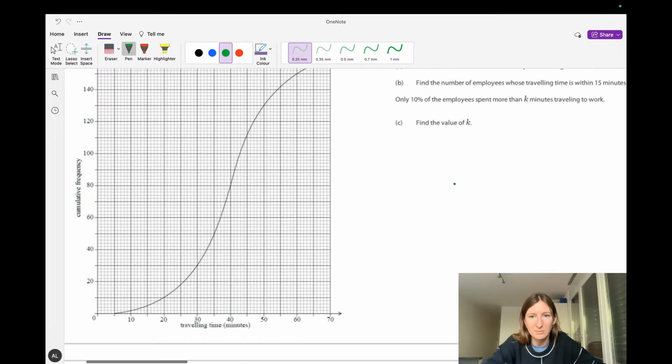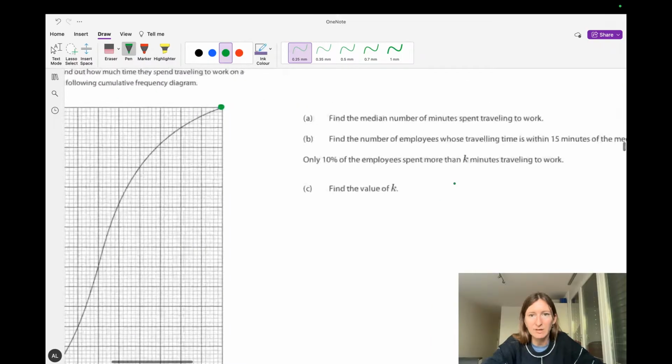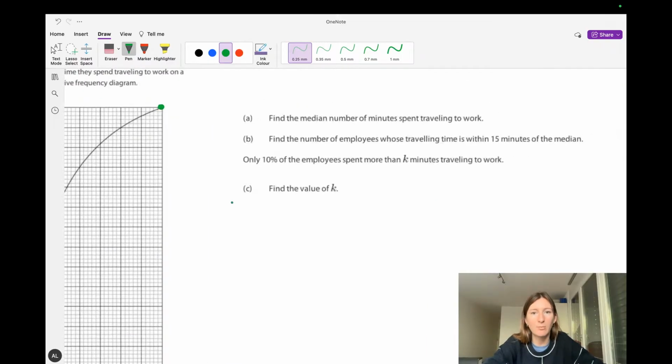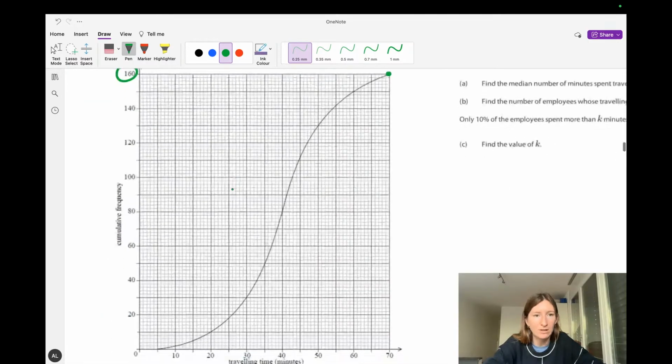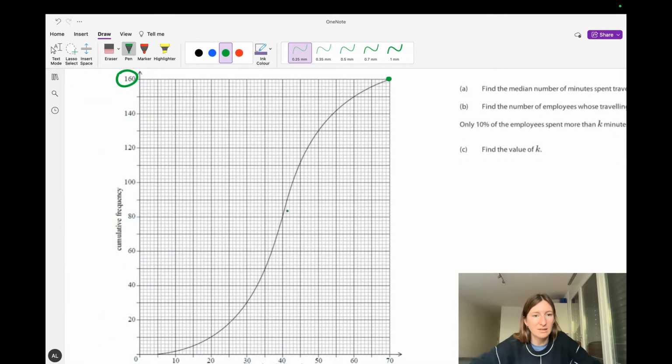So let's answer some questions. Starting off with a nice and easy one. Find the median number of minutes spent traveling to work. So for the median, we want halfway through 160, which is 80. 80, this is our median. So let's draw the line to our curve, and how nice of them, it's directly on a point. So we don't have to do anything crazy there.